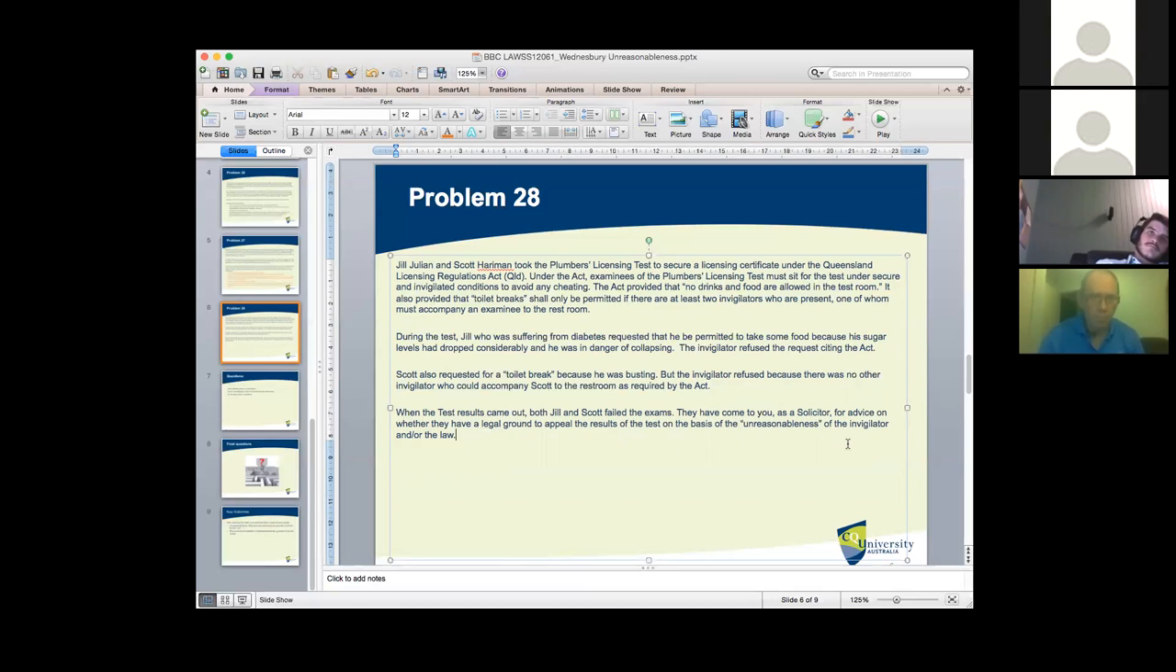What the invigilators did seemed very unreasonable, seemed very oppressive, in fact, but still that does not meet the standard of Wednesbury unreasonableness because it was open to the decision maker, to the invigilator, to decide one way or the other based on the law. If you have a problem with the law, it's a constitutional law question, not an administrative law decision. Because here there was a power on which the invigilator could make a decision to say no to the request for a toilet break or for food.